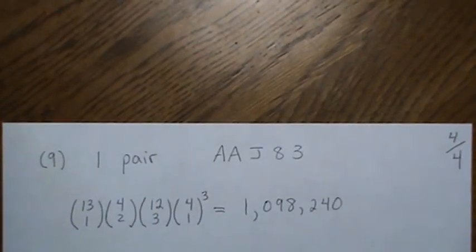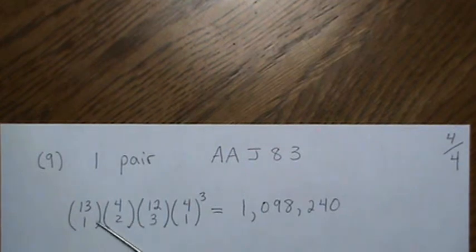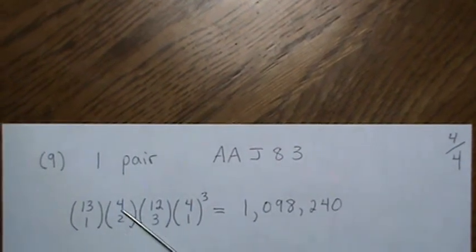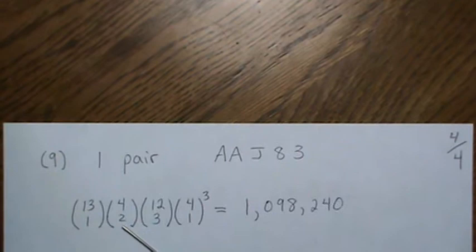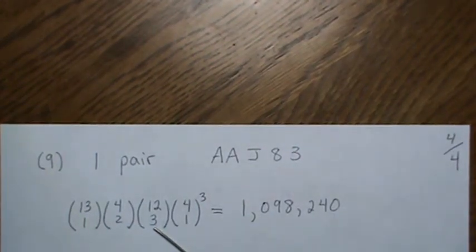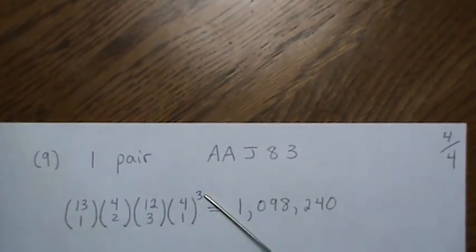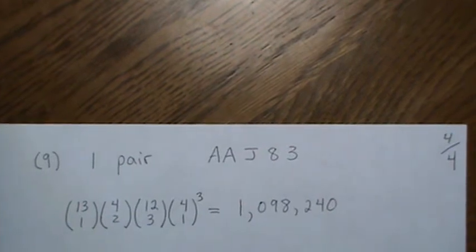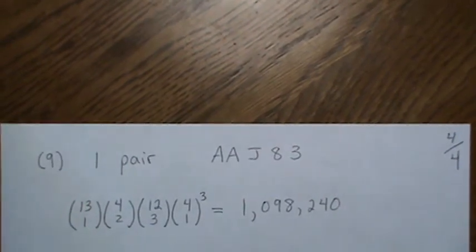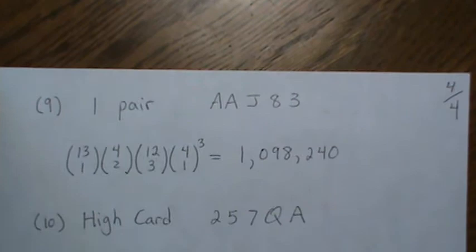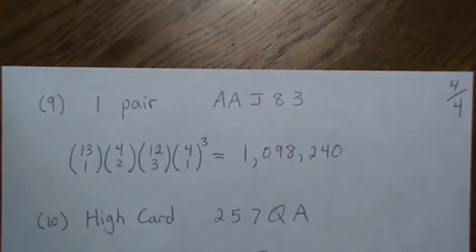1 pair is similar. We randomly pick 1 column, but we only want 2 of the 4. And then we pick 3 more columns, and we only want 1 card of the 4 in each of those 3 columns. So this is the number of ways for 1 pair. Now high card means that we have 5 different cards, and they don't fit any of the first 9 hands.